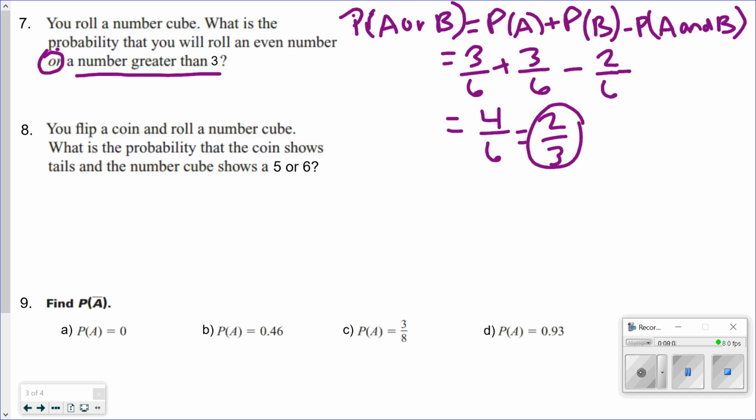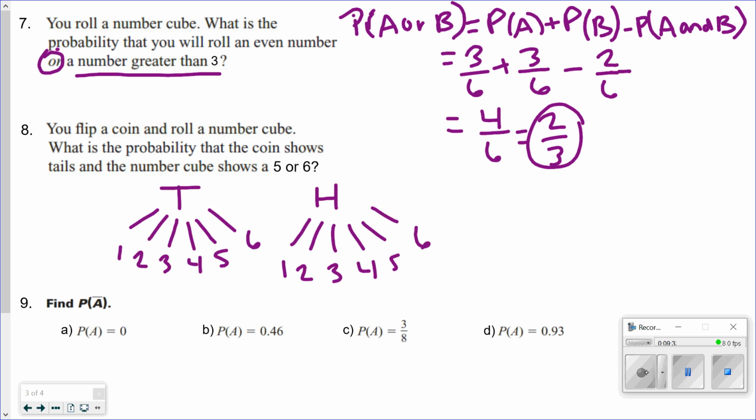Number 8, you flip a coin and roll a number cube. What is the probability that the coin shows tails and the number cube shows a 5 or 6? Now for this problem, it's probably easier to draw a tree diagram. So first, we flip a coin. Our 2 outcomes for flipping a coin would be tails or heads. After we flip a coin, we're going to roll a number cube. So there are 6 outcomes for each number cube. So for the number cube, it's 1 through 6.